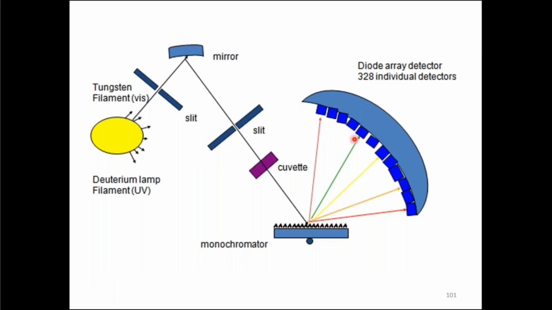This is how it looks. A number of these are put here. In the diode array detector, so many individual detectors, these are all individual detectors. And each of them is operating at a different wavelength, as indicated by the different colors here. So each one will be operating at a different wavelength, and each one gives a response at a different wavelength.